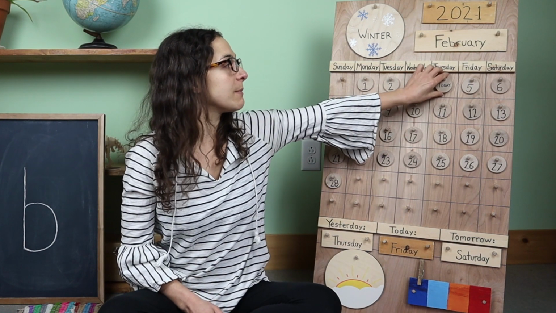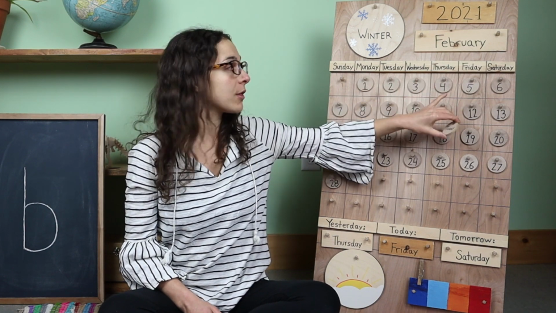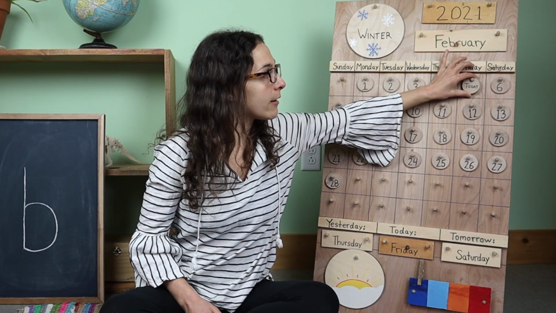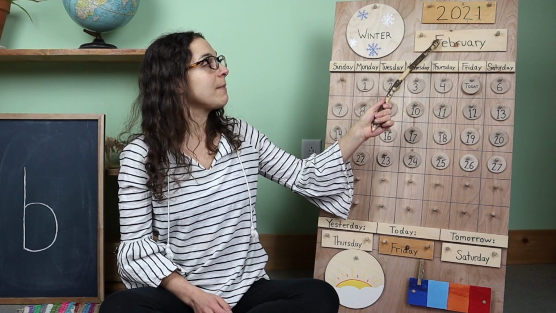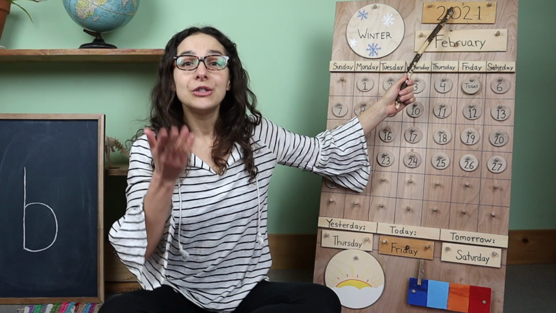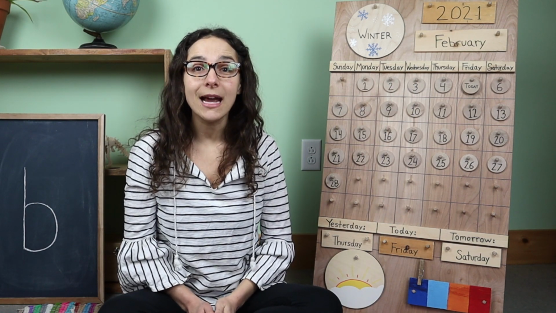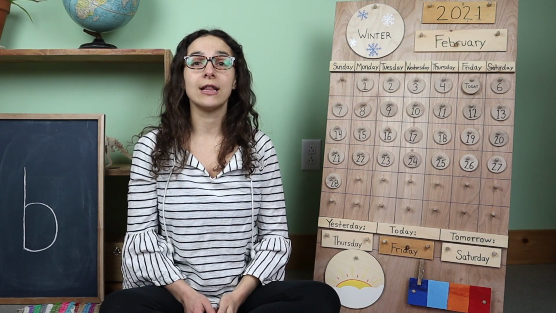So let's move our chip over from yesterday. Yesterday was February 4th, and today is February 5th. February 5th. And the year is 2021.